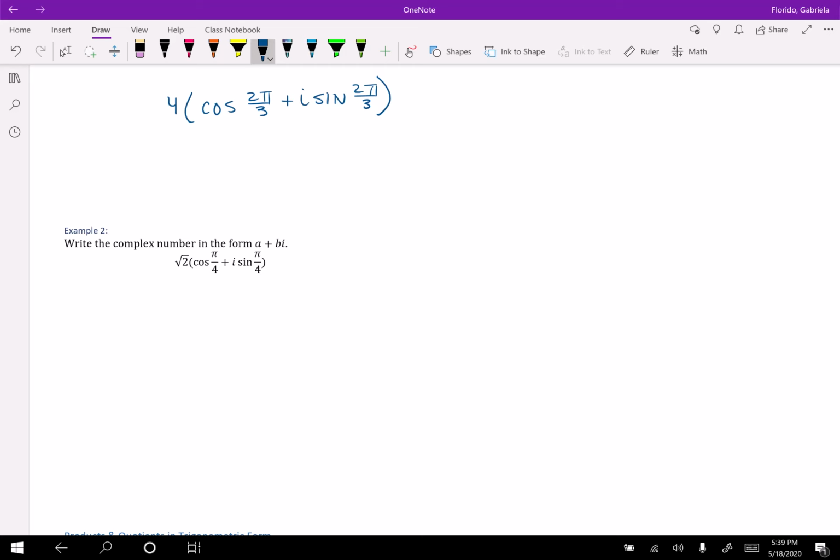Okay? And so the way to write it back in a plus bi form, which is a complex number, we can just evaluate it. So we have the square root of 2, and we know that cosine of pi over 4 is the square root of 2 over 2. And sine of pi over 4 is also the square root of 2 over 2. So here, we just distribute the square root of 2. And so we have the square root of 2 times the square root of 2 over 2 plus i square root of 2 times the square root of 2 over 2.